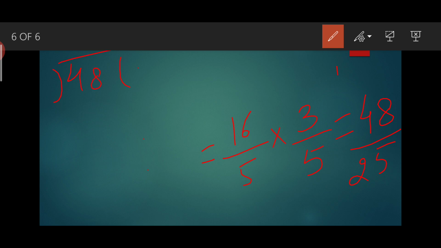48 divided by 25. 25 ones are 25. So 8 minus 5 is 3, 4 minus 2 is 2. But 23 is less than 25. So our answer will be 1 and 23 upon 25. Okay, so this was our question number 4, seventh part.